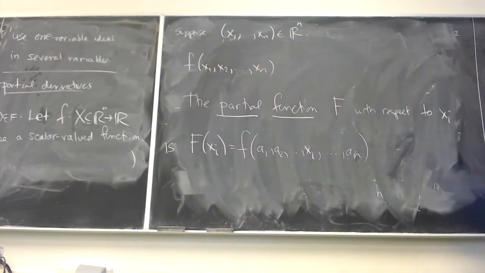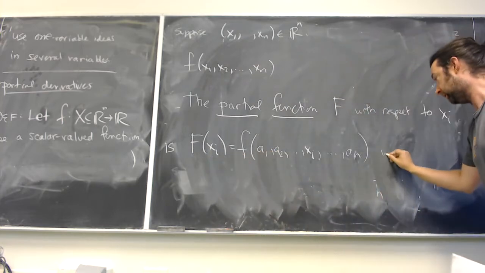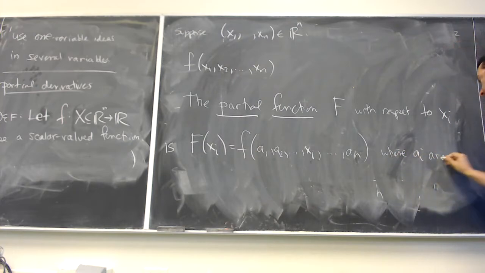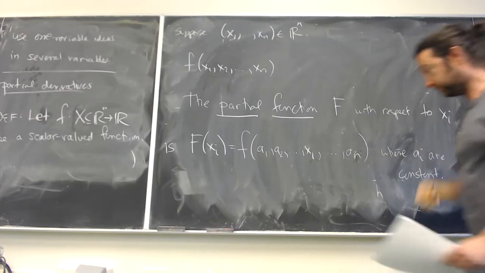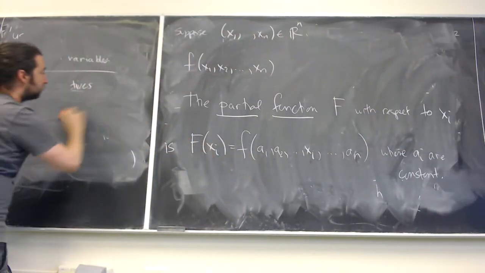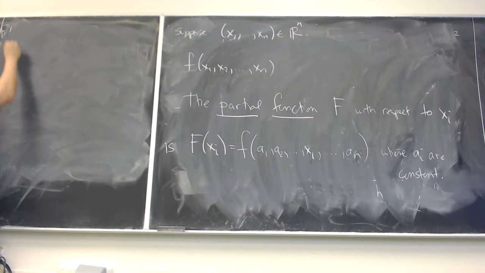It's a function of one variable. The only thing that's moving here is the xi variable, and everything else is constant, where the ai's are constant. This is a way of taking an n variable function and producing a one variable function. So what would that look like?